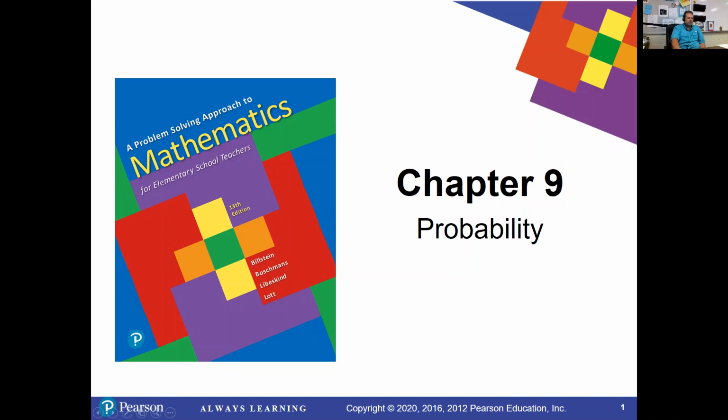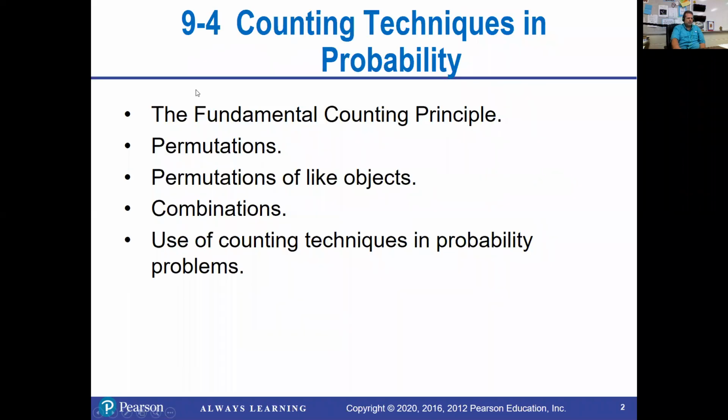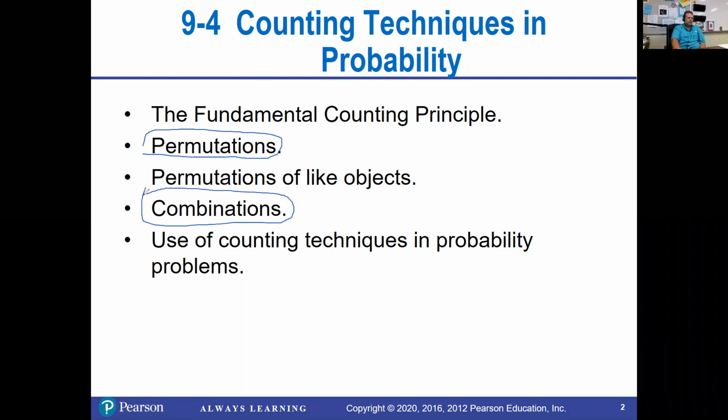So we are finishing the chapter on probability. We're going to be talking about the fundamental counting principle, permutations of like objects, and combinations. One of the big things that gives a lot of students difficulty is this idea of permutations compared to combinations. We do more permutations, but to give you an idea of how you tell the difference.